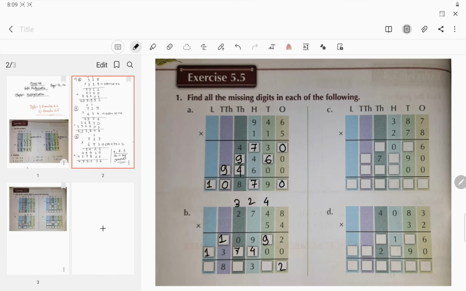Now add them. 2, 9. 9 plus 4 is 13. So carry 1. So 7 plus 1 is 8. 3 plus 1. So this will not be 8. It will be 4, right? And this will be 1. So the answer will be 1,48,392. Right? Now I'm solving question number C.